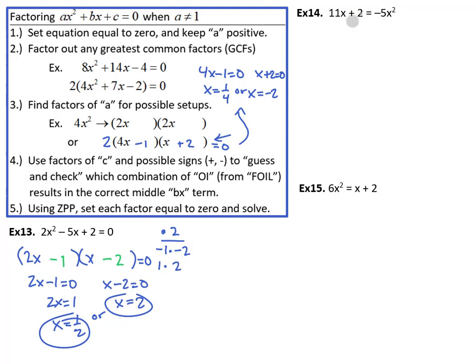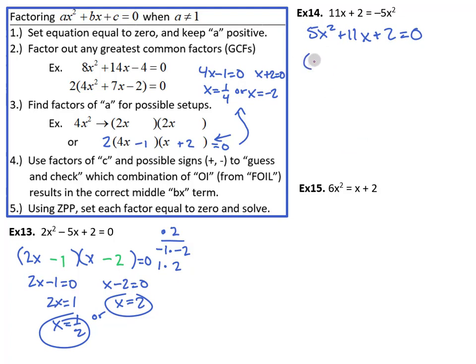Okay, let's go up to 14 up at the top here. This time it's not set equal to 0, so let's first move this 5x squared over. Okay, so we've added 5x squared to the other side. So now I can look for any greatest common factor. There is no greatest common factor this time.